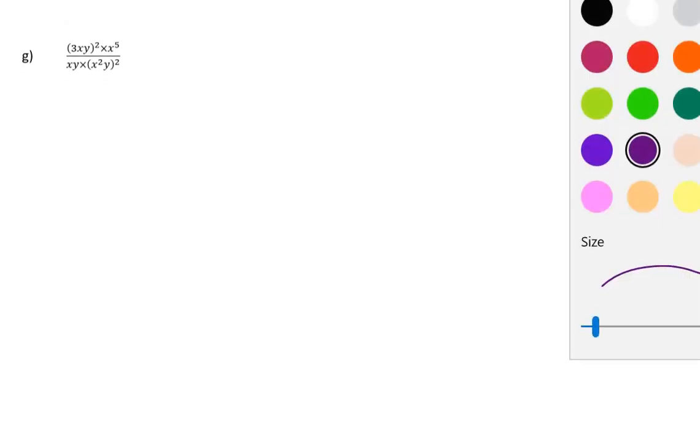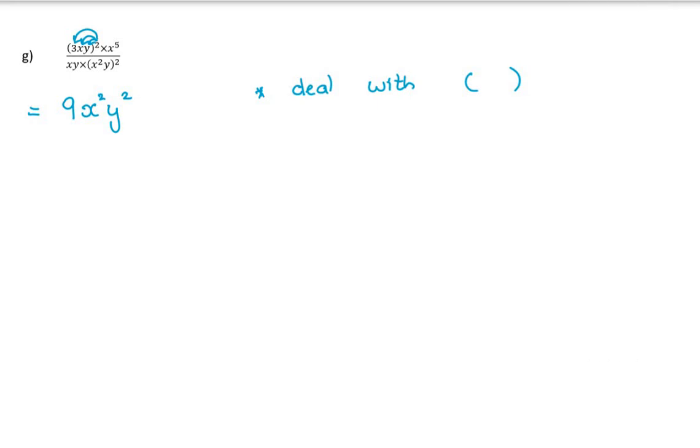There's a lot going on in G, and this is probably the worst a question could get. So my first step is deal with the brackets. Now there's 2 brackets here, so I'm going to deal with both of them. So I'm going to distribute my 2, so that's 3 squared, which is 3 times 3, which is 9, x squared, y squared. So that's my distribution. Okay, now there's still a times x to the power of 5, which I'll have to sort out just now.